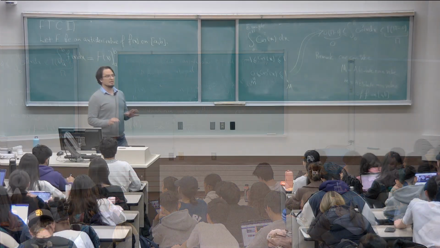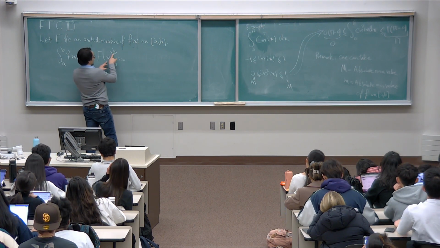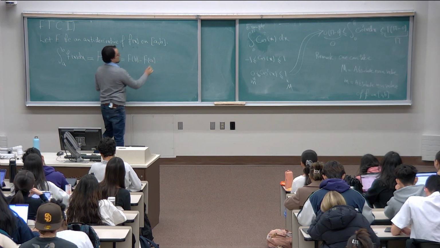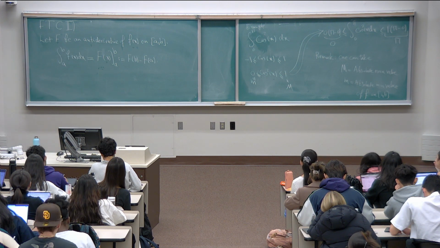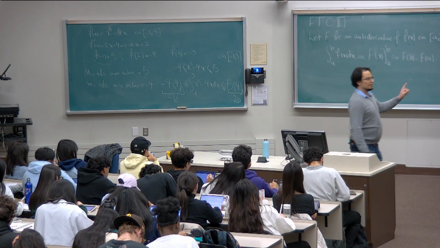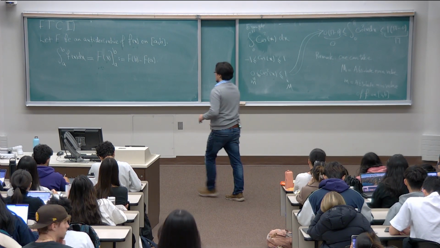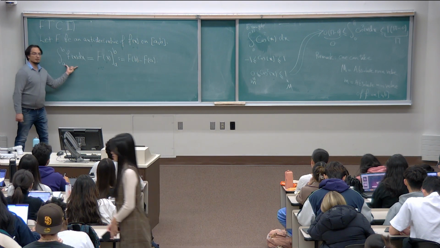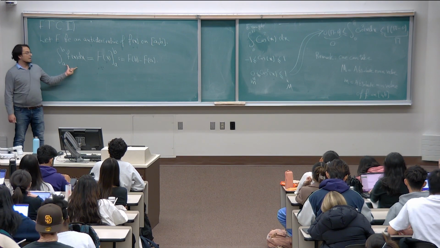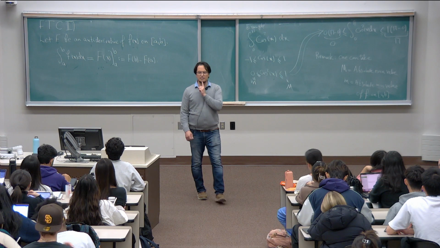But what does that mean? It means this. You evaluate the antiderivative at the upper limit minus evaluated at the lower limit. This way, computing this integral is no longer about finding Riemann sums and the limit of Riemann sums. It's about finding an antiderivative.